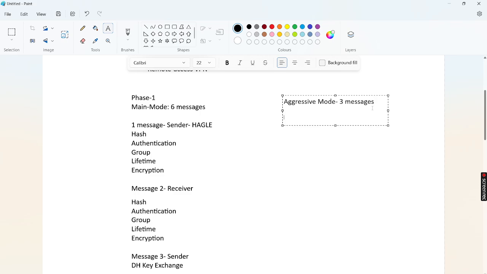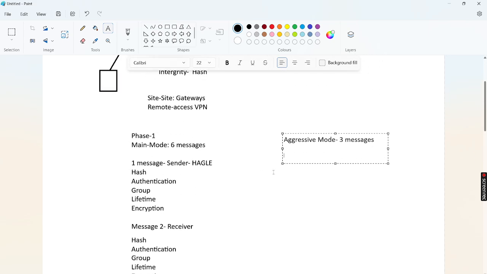What will it have? All these will have this, right? The first message, second message, third message, fourth message, and fifth message. What it will do is all these 5 messages will be sent from sender to receiver in one message. In message 1, we will have the haggle parameters, and DH key exchange as well as authentication.